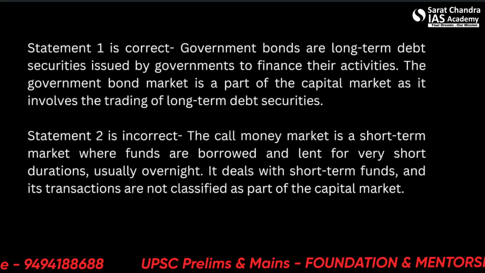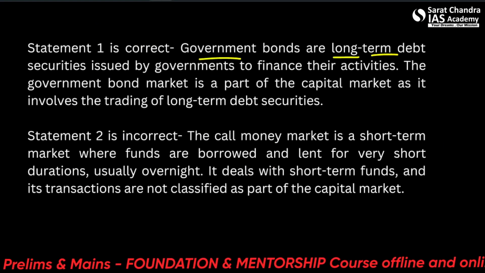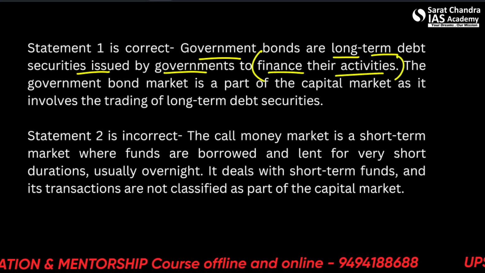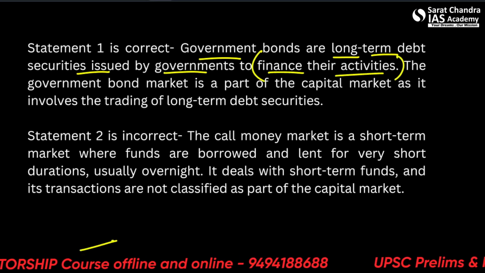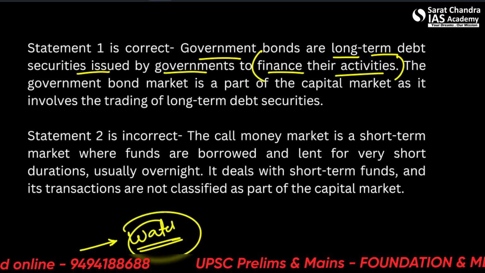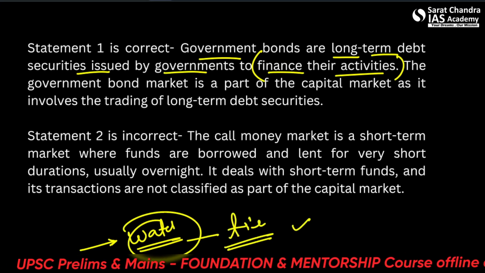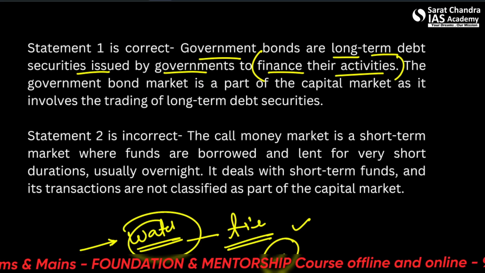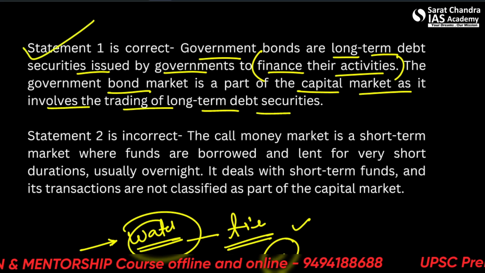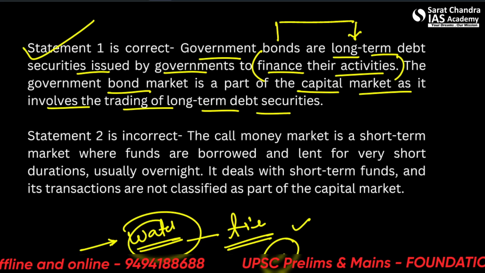So let's come to this question. Government bonds are long-term debt securities issued by the government to finance their activities. So again, we are financing our activities from the money that we preserved, such as in the case of the watch, and there is a growth in capital also. The government bond market is part of the capital market as it involves the trading of long-term debt securities. So this statement is correct, as bonds are long-term, so it can be included in the capital market.